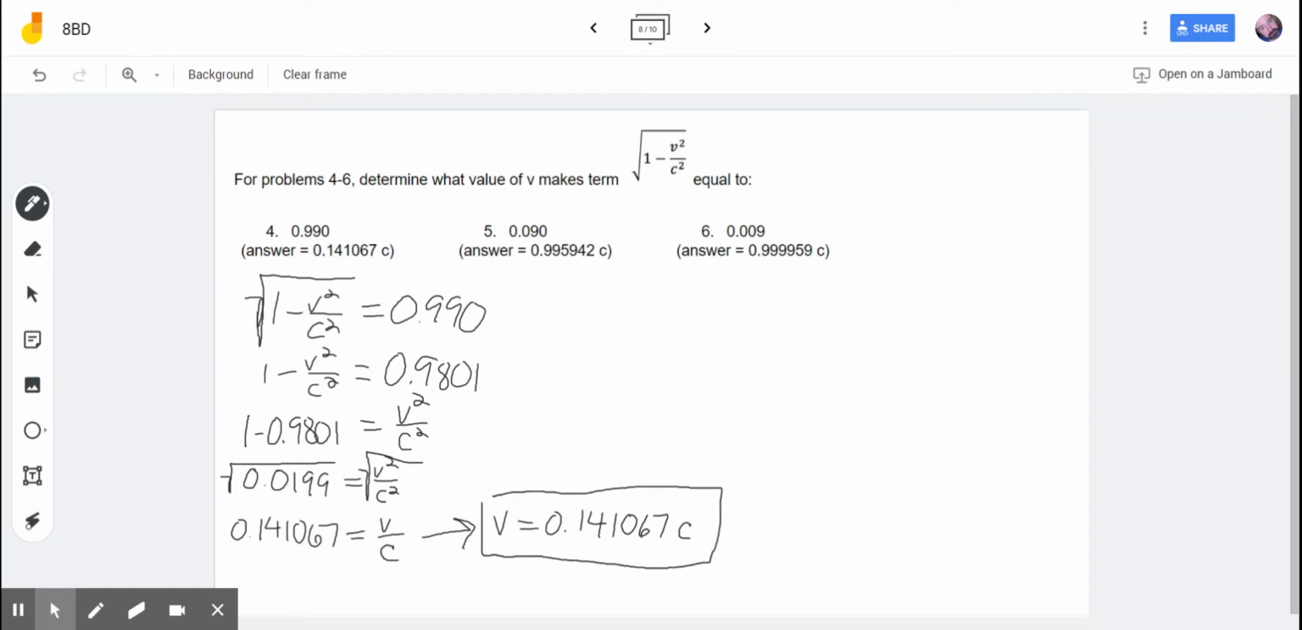So typically when you're doing these relativity problems, unless otherwise stated, you don't actually want your velocity in meters per second. You want it in some number times c. So we have that. Look, it even matches what I had up here. So we're happy with that. We give it a check.